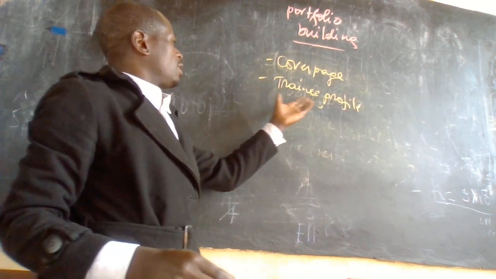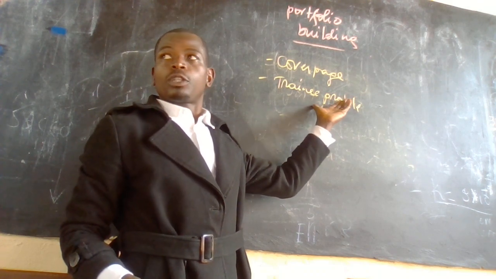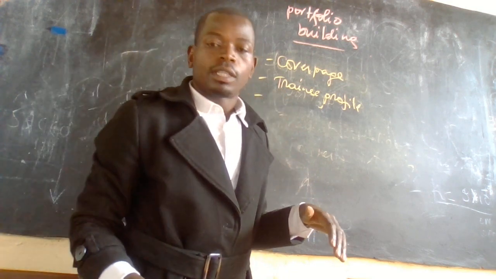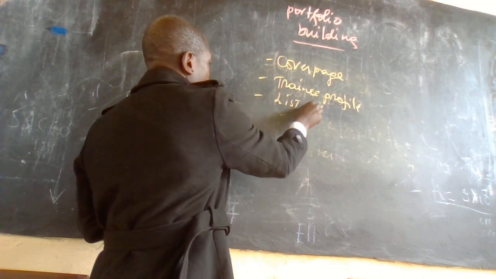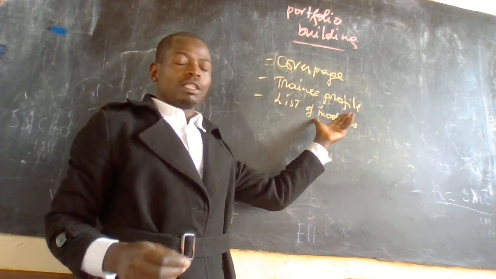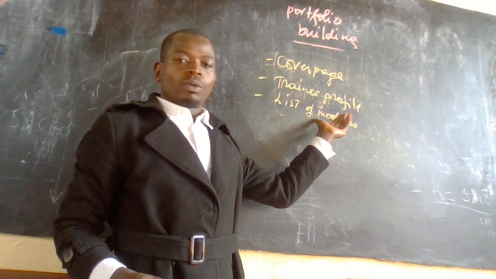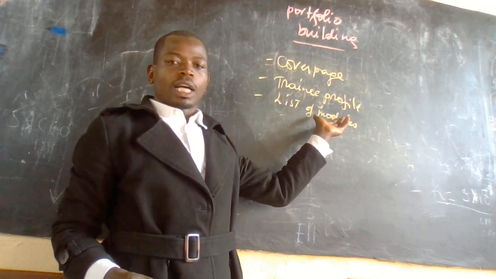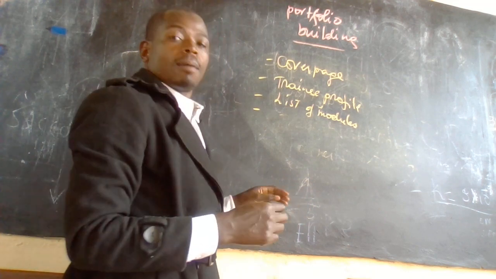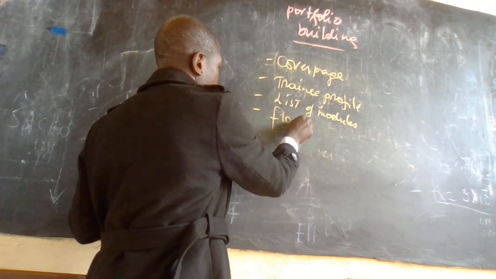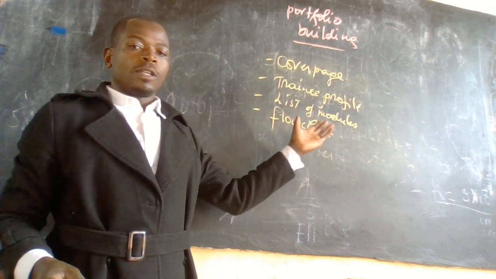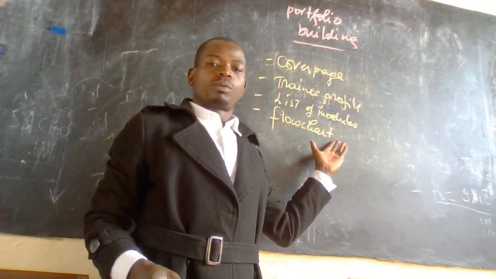The trainee profile is a document that shows detailed information about the trainee. The third one is the list of modules. This document shows the list of modules a trainee will cover during training at a given level. The fourth one is a curriculum flowchart. This document shows the relationship between modules.